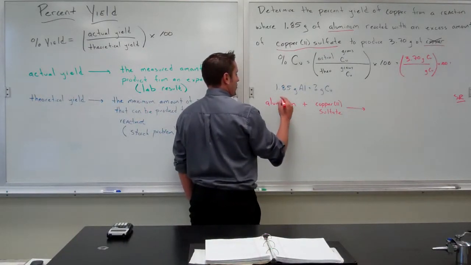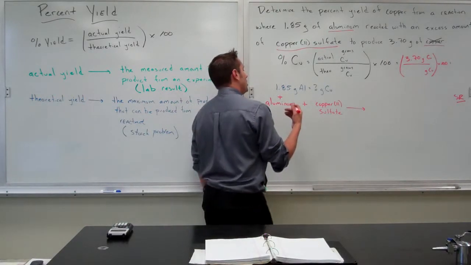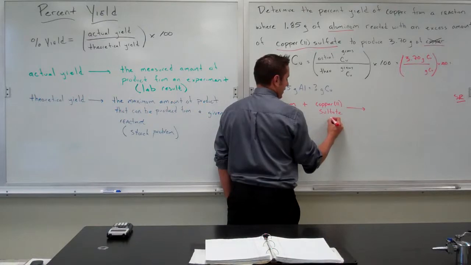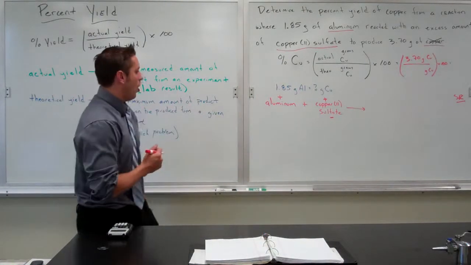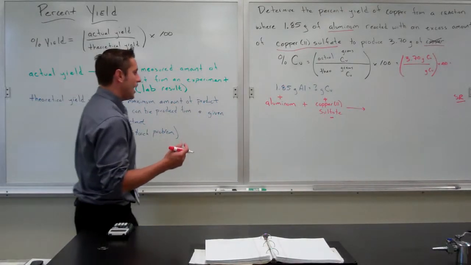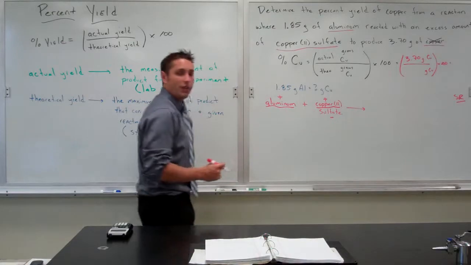So aluminum's in group 13. It usually gets a +3 charge, so it's a plus. Sulfate's a polyion. It's a -2, so it's a minus. And then copper is a transition metal, which are all positive. So it looks like aluminum wants to trade with copper.